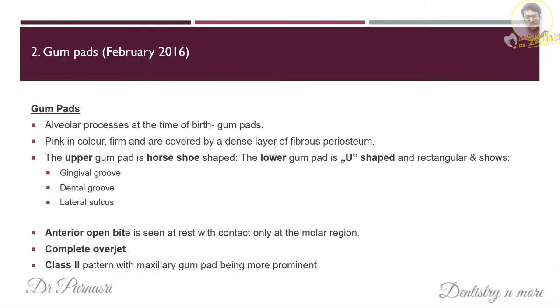The second question, gum pads. Gum pads are the alveolar processes at the time of birth. These are pink in color, firm and covered by a dense layer of fibrous periosteum. The upper gum pads are horseshoe shaped and the lowers are U-shaped. The parts of the gum pads are the gingival groove, dental groove and the lateral sulcus. The normal features during this gum pad stage are an anterior open bite, a complete overjet and a class 2 pattern between the jaws. All these three will get corrected by themselves at a later age.